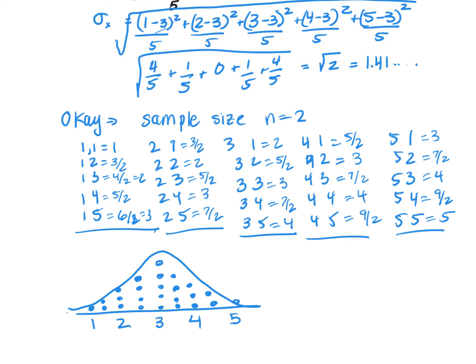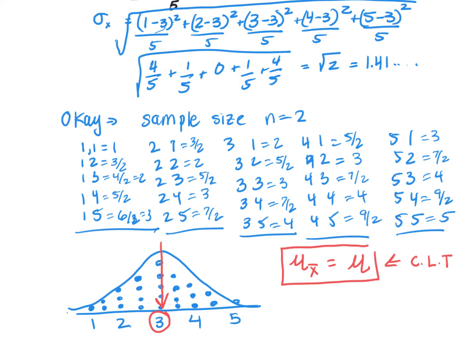You also see that the average of this, if I were to take this average, add them all up, divide it by 25, you would see that this mean is at 3. So the mean of my sampling distribution, which we would write as the mean of the means, is equal to the mean of the original population. That is the first piece of the central limit theorem.